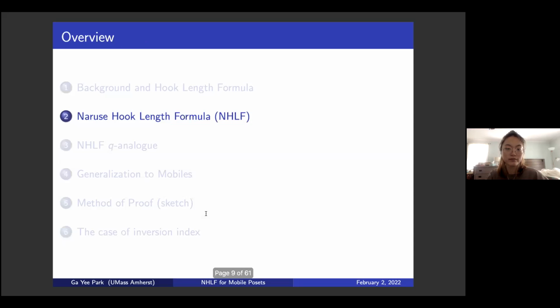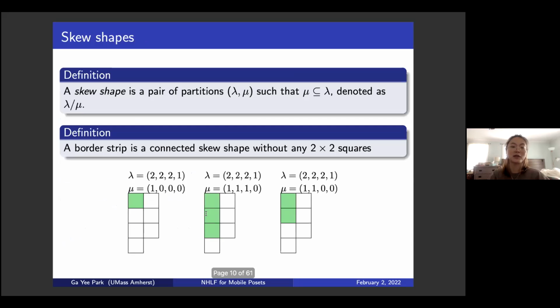So now let's talk about the Naruse hook length formula. We can generalize a Young diagram into skew shapes by taking a subset mu of lambda and coloring in the corner or shaving it off. So here I have examples of 3 different skew shape Young diagrams with the same lambda but different mu.